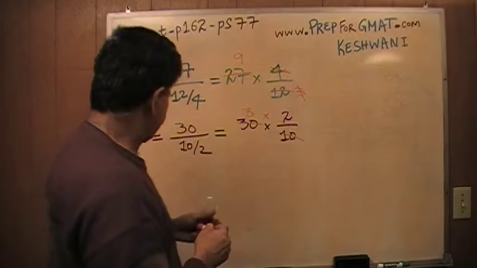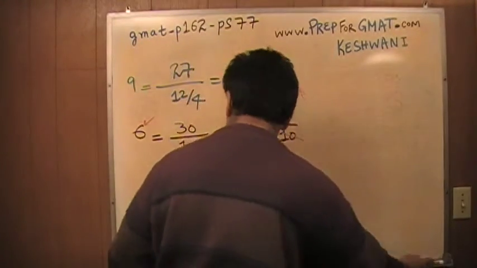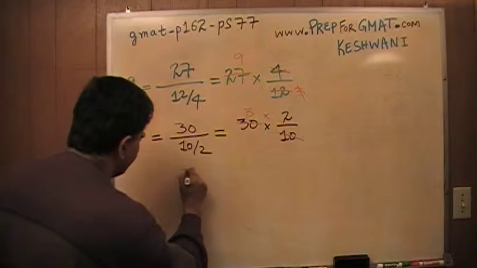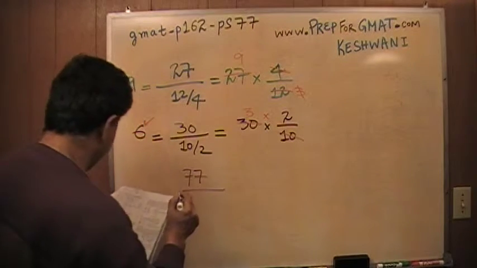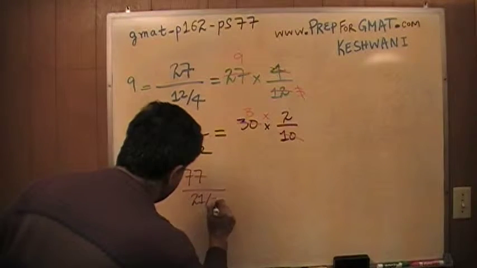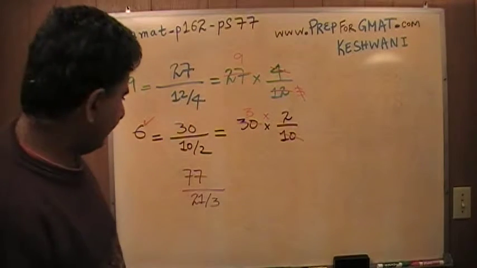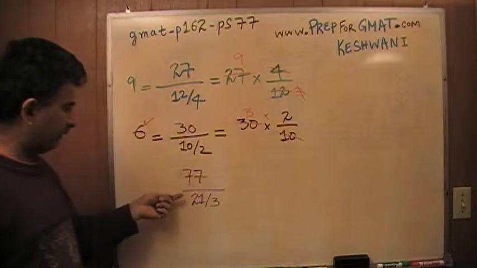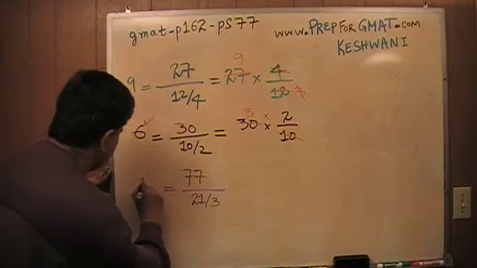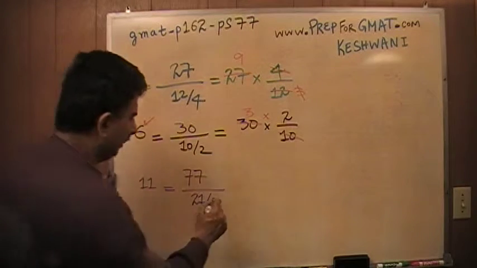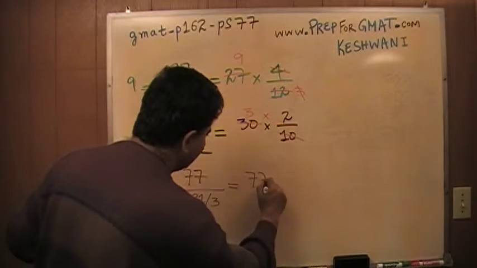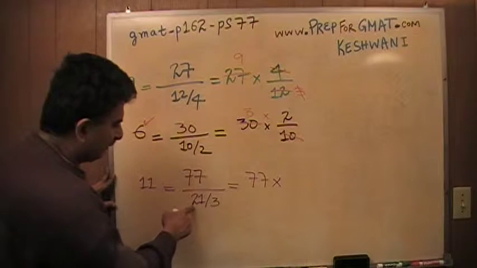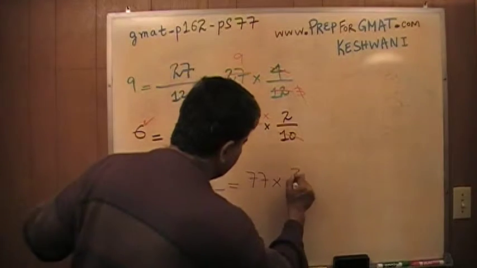Let's do one more here. 77 divided by 21 over 3. And again, we know that 21 divided by 3 is 7. Therefore, 77 divided by 7 equals 11. Final answer should be 11. And I'm going to show you how we get it. So you take your top part, which in this case is 77, and you multiply it by the reciprocal of the bottom part. 21 over 3 becomes 3 over 21.